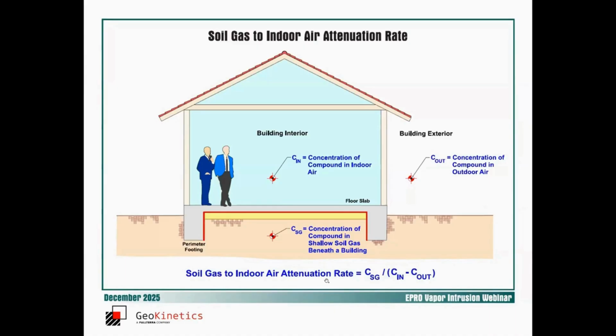which is basically the reciprocal of the attenuation factor that Andrew was talking about. I like to use the rate because it's an integer value rather than a fraction. And it's just defined as whatever the concentration of a particular compound of interest is in the soil gas, divided by that concentration in the indoor air, and we subtract the outdoor air concentration because we're really just interested in what's getting across the barrier to the indoor air. We don't want what's in the outdoor air to count against us.